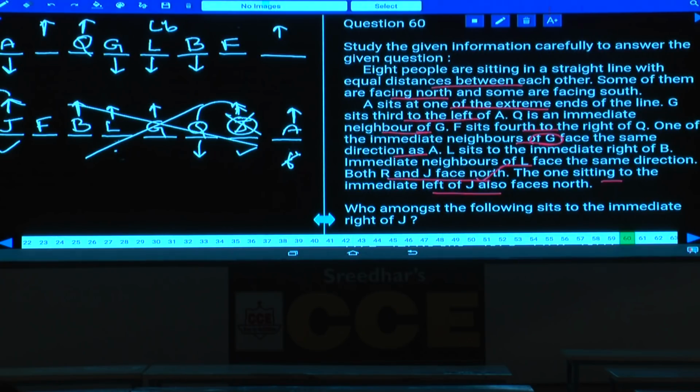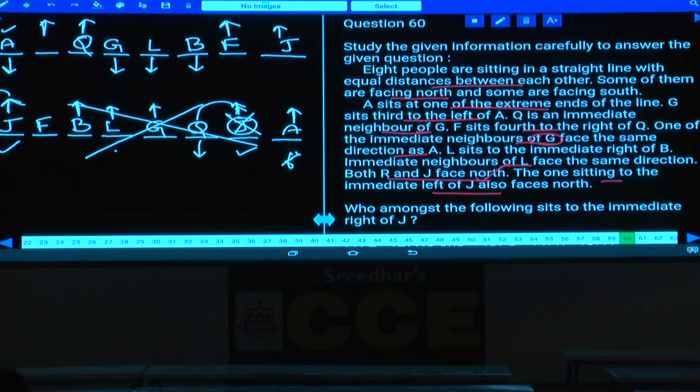Done with this? Now can J be at this place? If you take J at this place, the immediate left of J is A. Now this A must face north, which is not possible, hence J cannot be here. As J cannot be here, tell me what is the only possibility? J must be here. If J is here, the immediate left of J is F, and this F is facing towards north. Clear now?